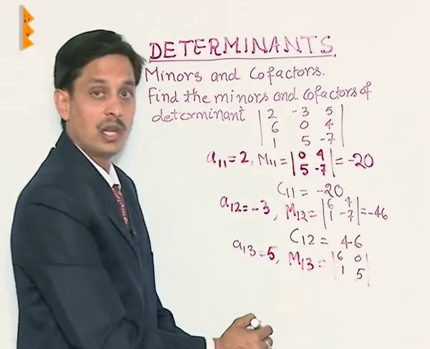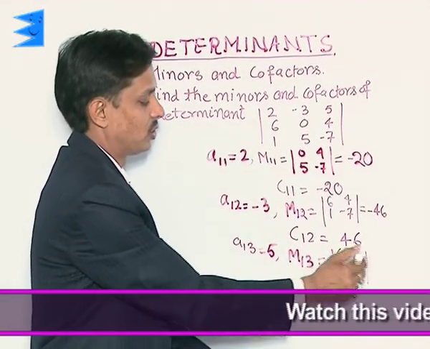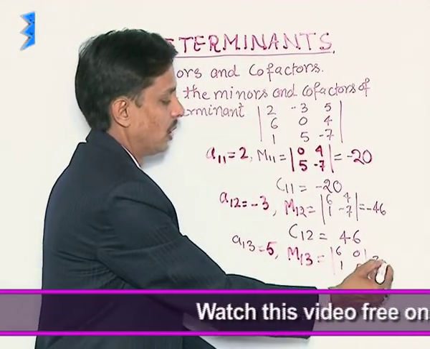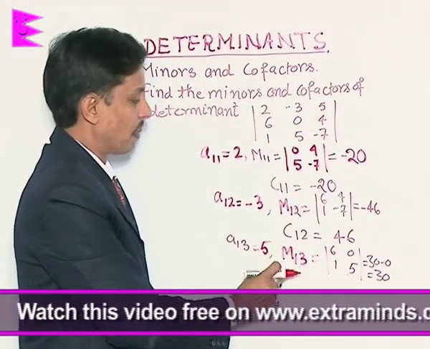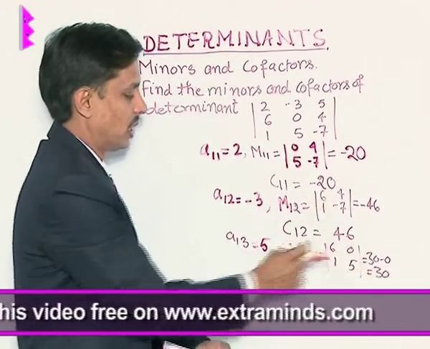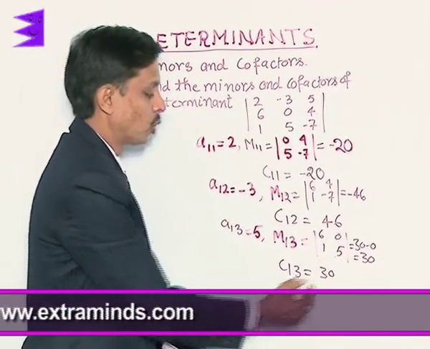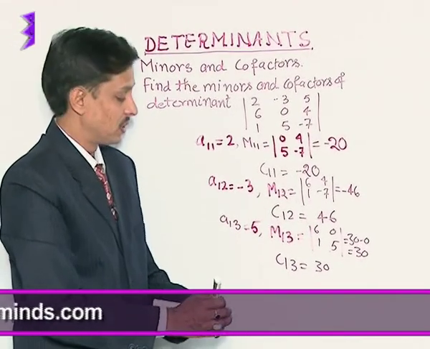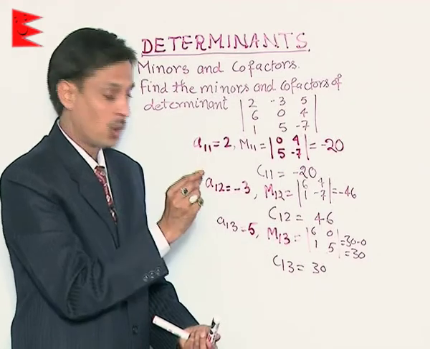Then what can we do? We have to go for a cross multiplication. 6 times 5 is 30, minus 0. That is, 30 minus 0 is equal to 30. So the minor for 5 is 30, but its cofactor, that is C13, will also be the same 30, with the simple reason that 3 plus 1 is 4.